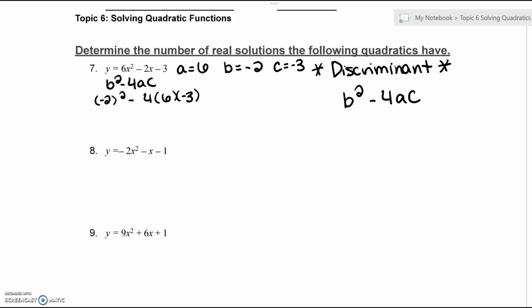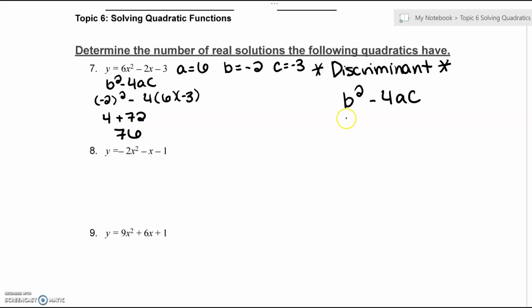And then when we simplify this, negative 2 squared is positive 4. Negative 4 times 6 times negative 3 is positive 72. We add that together, we get 76.